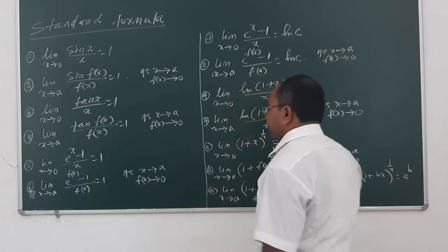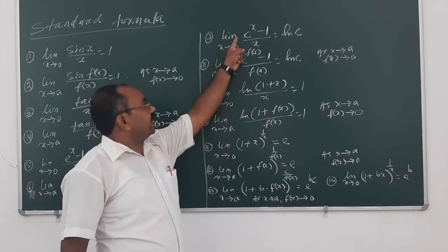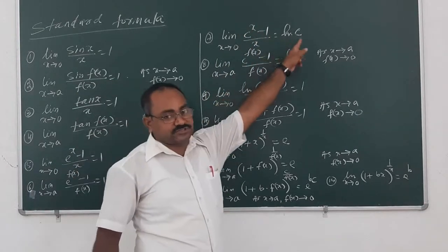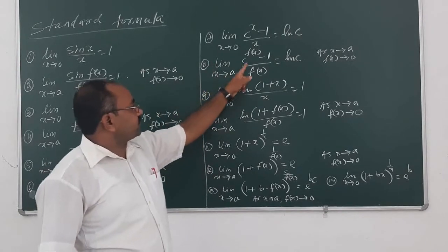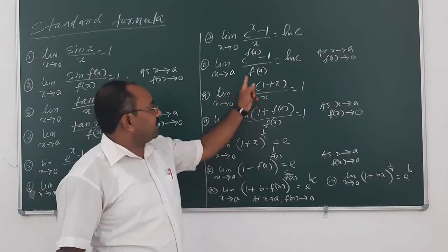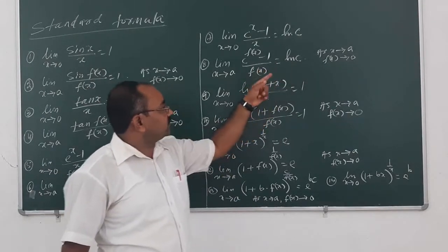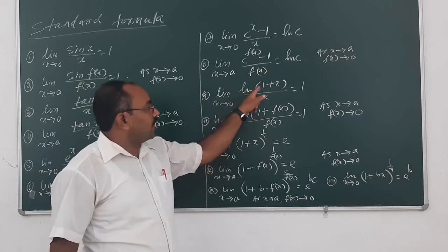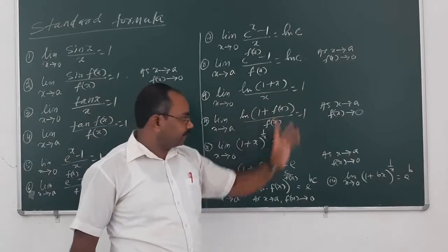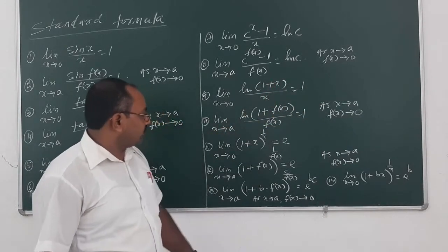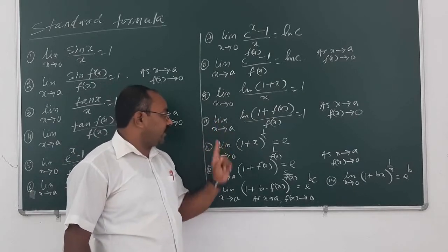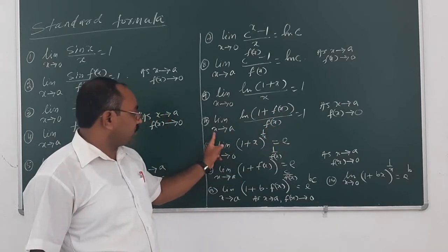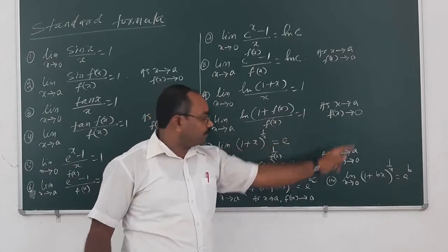Next, formula number 7: limit x tends to 0, c power x minus 1 by x, that is log c. Limit x tends to a, c power f(x) minus 1 by f(x) is equal to log c. Same condition. Formula number 9: limit x tends to 0, log(1 plus x) by x is equal to 1. If we replace x by f(x), then the formula will be limit x tends to a, log(1 plus f(x)) by f(x) is equal to 1. Condition is, if x approaches a, then f(x) tends to 0.